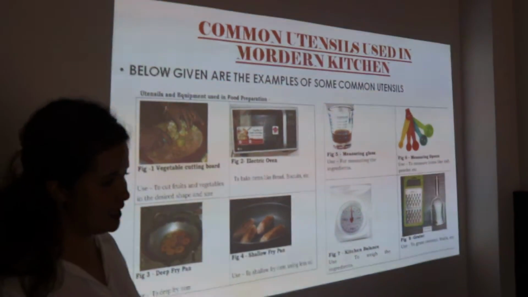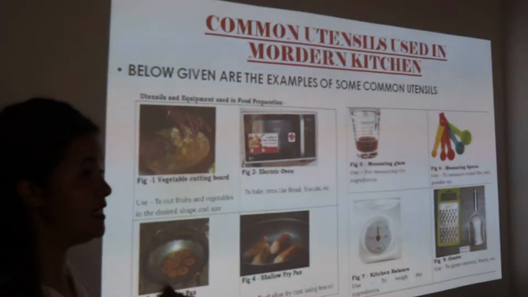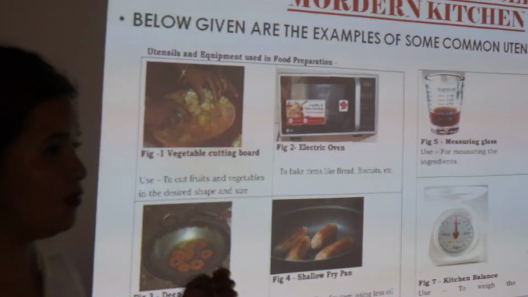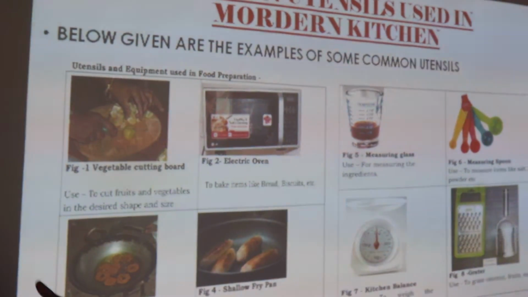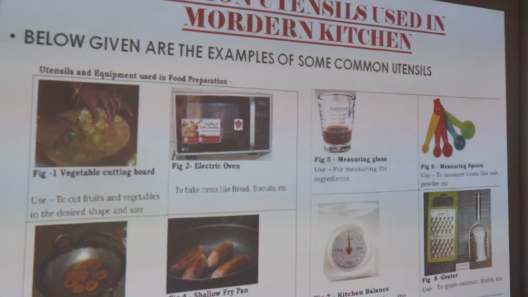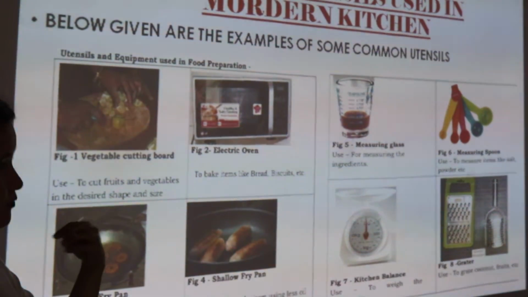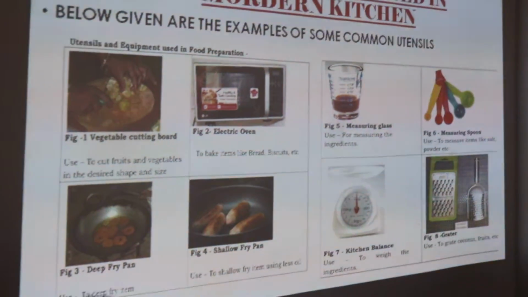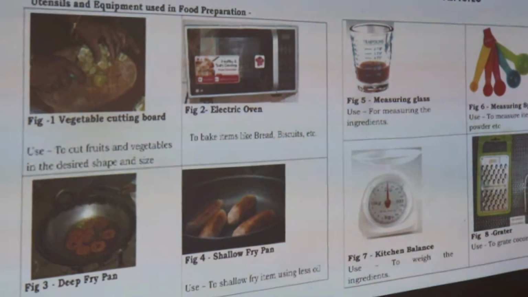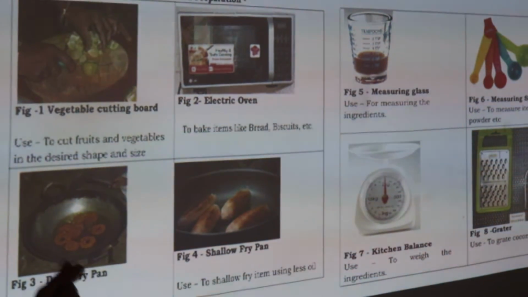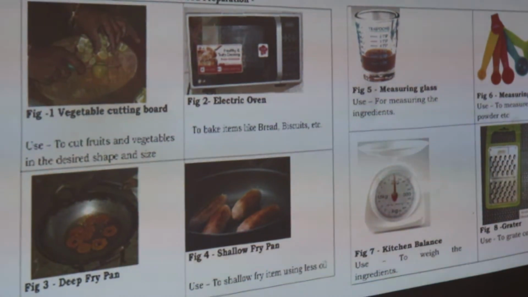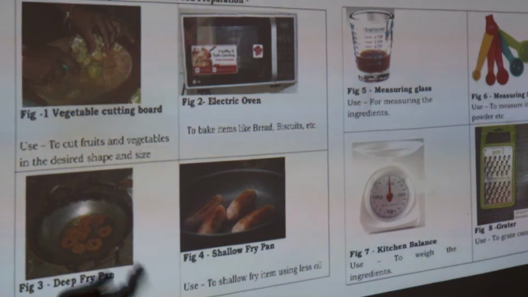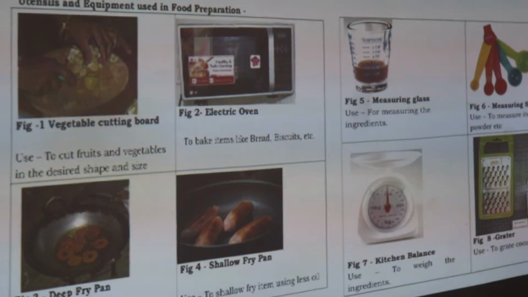Another is the measuring glass. A measuring glass is used for measuring ingredients, whether liquid or anything, okay? And another is the measuring spoon. While cooking good food in large quantities, we use this kind of measuring tool so that the proper quantity of ingredients goes in the food. And another one is the kitchen balance. A kitchen balance is used to weigh the ingredients, okay? Another is the grater. A grater is used to grate ingredients, like we grate cheese. While making momos and dumplings, we grate the vegetables, isn't it? So I use the grater for that.